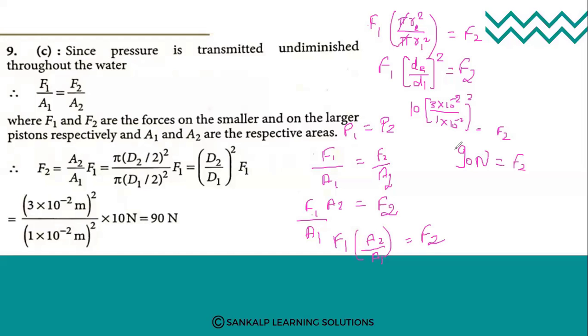The force on the second piston is 90 Newton. On the first piston it is 10 Newton and on the second piston it is 90 Newton. Copy down the solution. If any doubt is there, please ask.